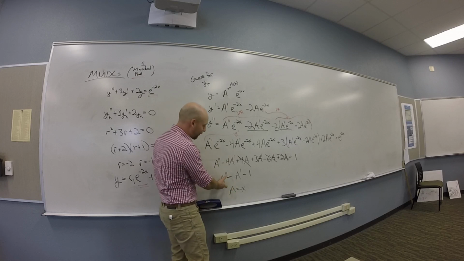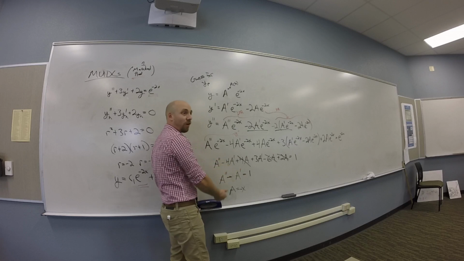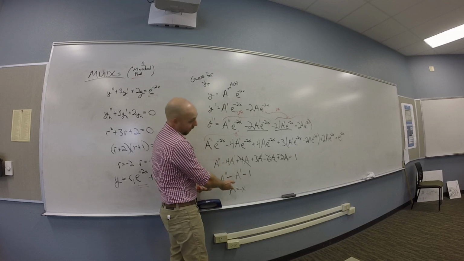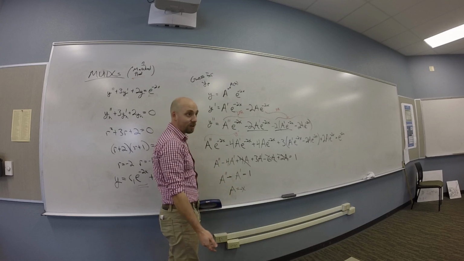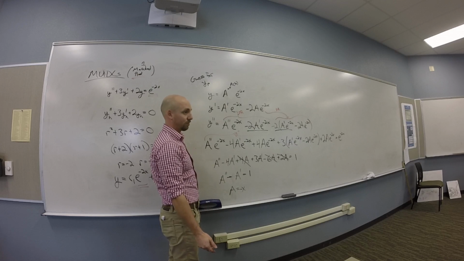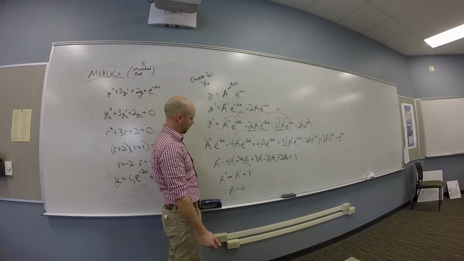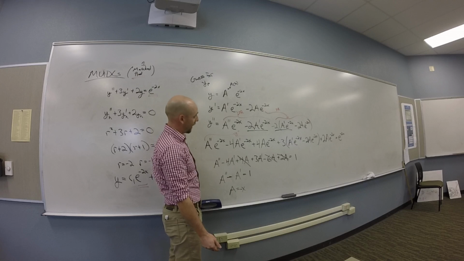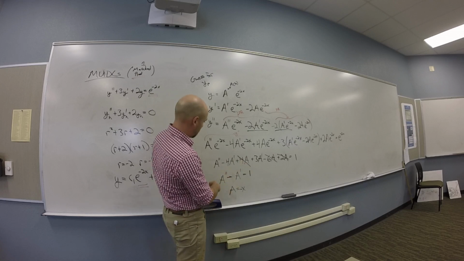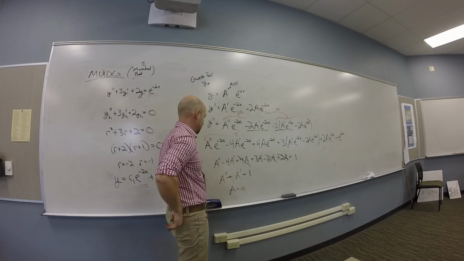You could also solve this thing a little better and probably come up with another good guess. e to the 2x? Where? For a? Yeah, down the bottom. Oh.